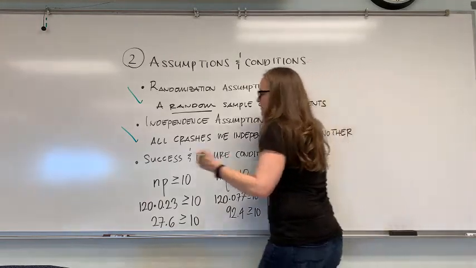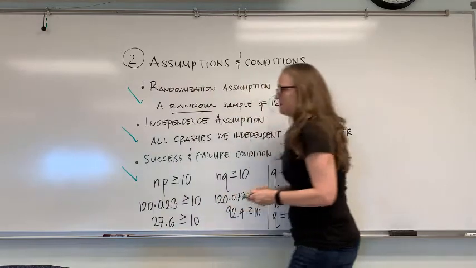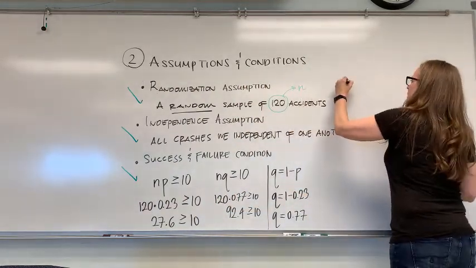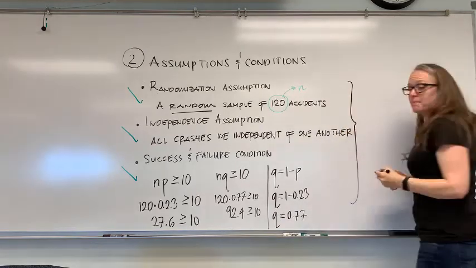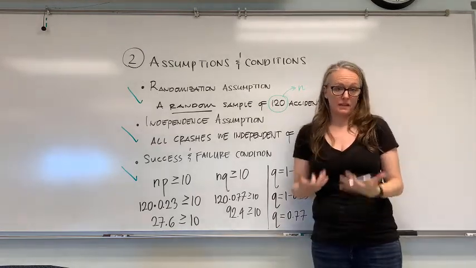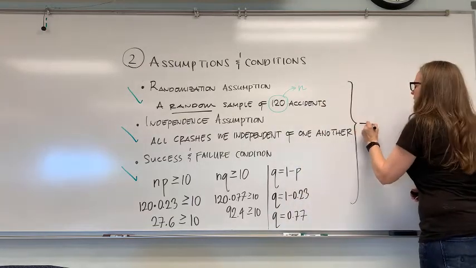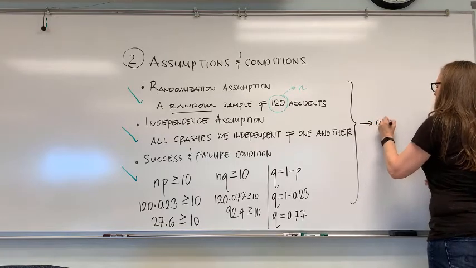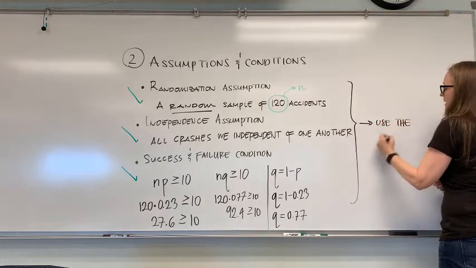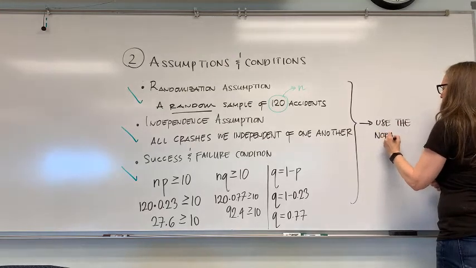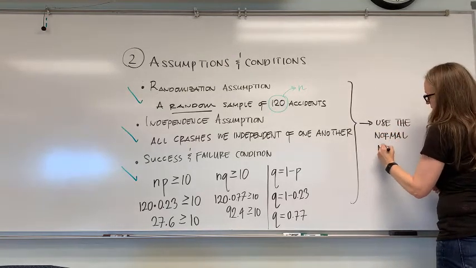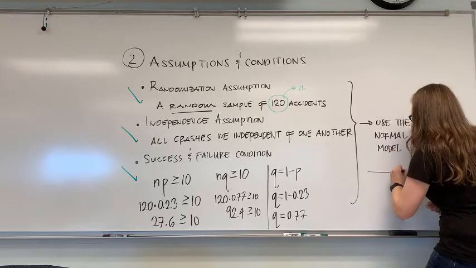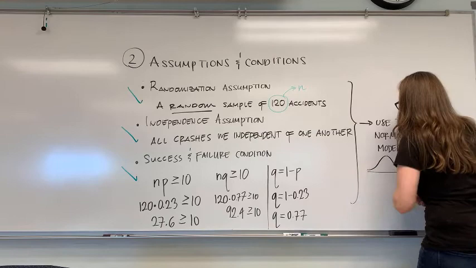So all three of these check out, which means that we can now use a very familiar mathematical model to help us further test this hypothesis. So this gives us sort of the statistical permission to use the normal model. So our friend the bell curve is going to help us solve this problem.